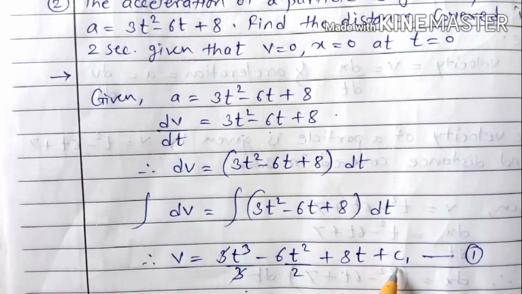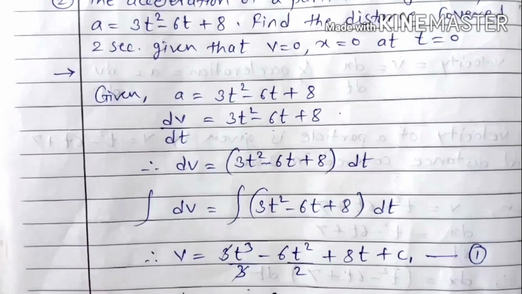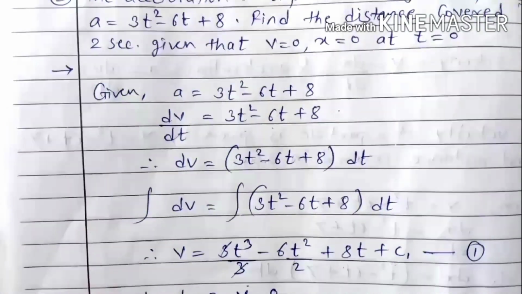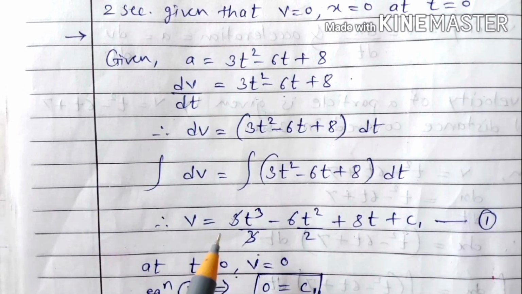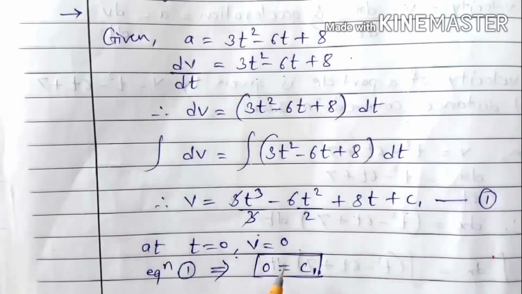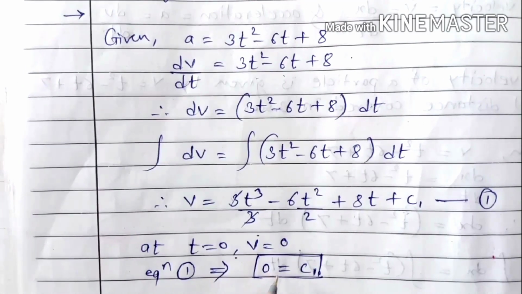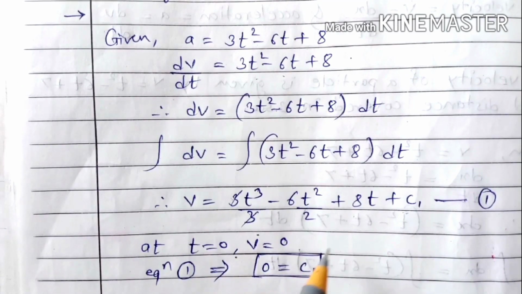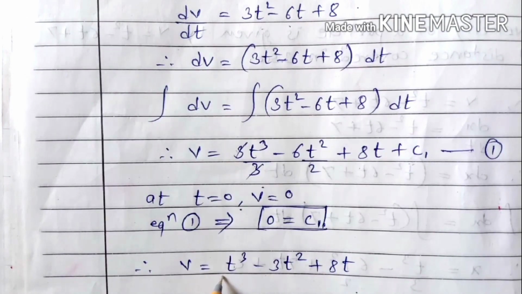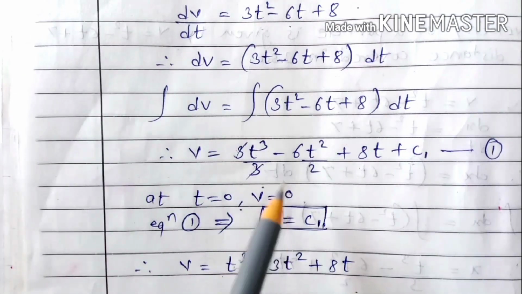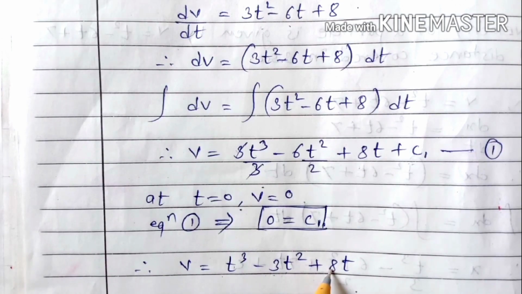To calculate this c1, we use the initial condition. At t equals 0, velocity is also 0. If we put these two values of t and v in equation 1, we get c1 equals 0. We put this value of c1 in equation 1, therefore v equals t cube minus 3t square plus 8t. This 6 by 2 means 3t square.